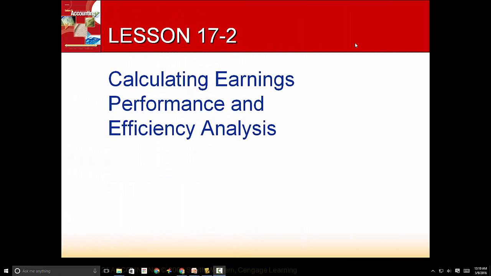Section 17.2 is taking a look at calculating earning performance and efficiency analysis. We have to understand in Section 17.2 the accounting concept of going concern. Basically, that means the business is going to go through and complete all work with the expectation that it'll remain in operation indefinitely. What does that mean?